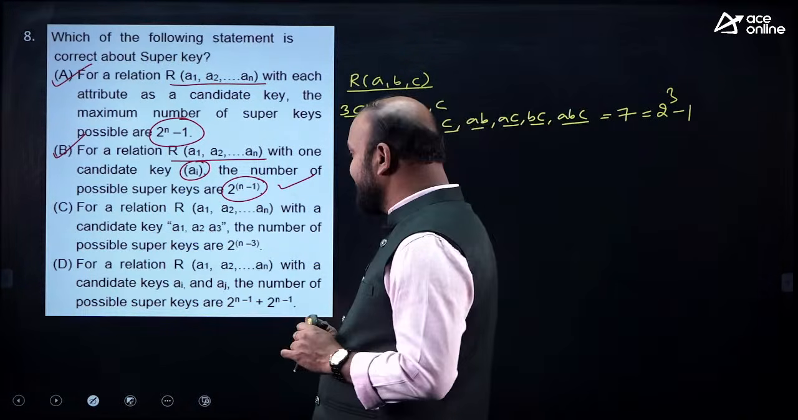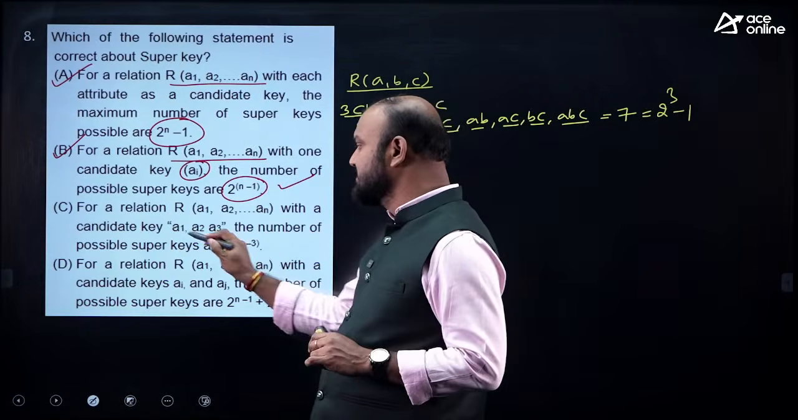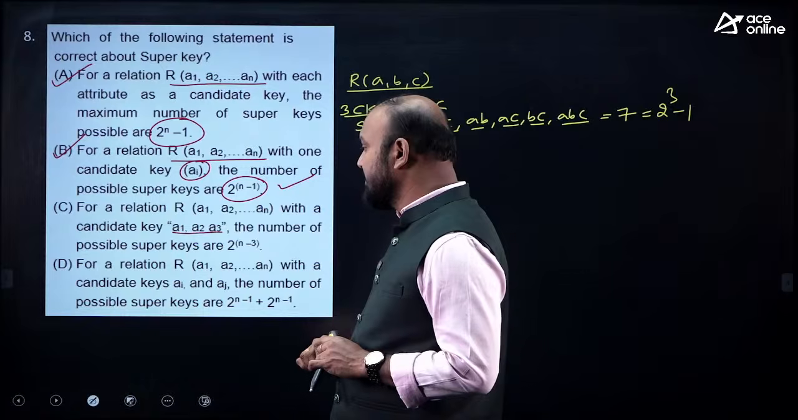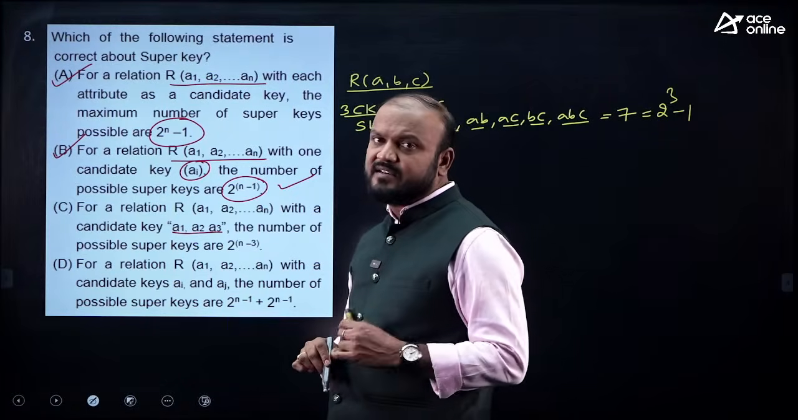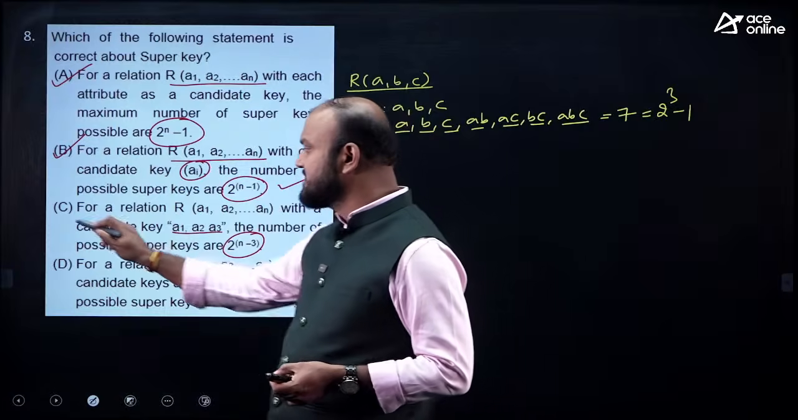For a relation R of A1 to AN with a candidate key A1, A2, A3, the candidate key is 3 attributes. Now, the number of possible super keys, if 3 attributes are there, is 2 to the power of n minus 3 for the remaining attributes. It is also a perfect statement.